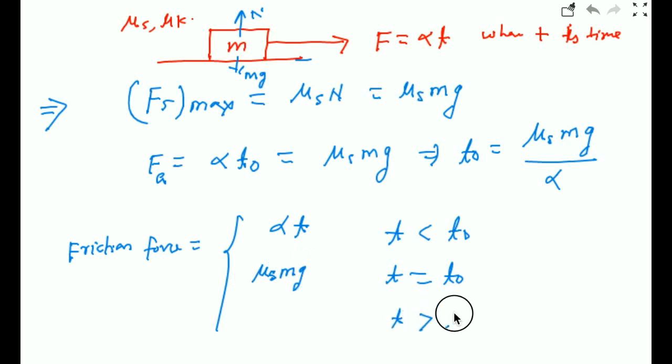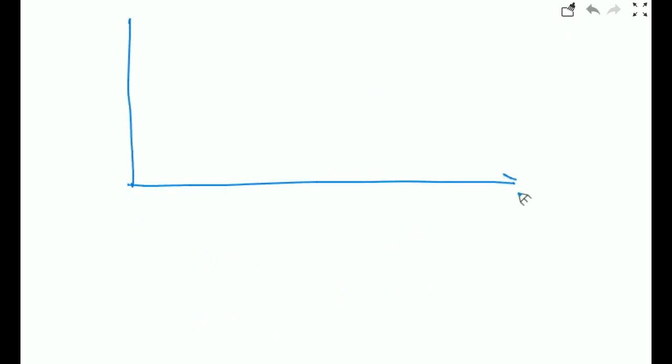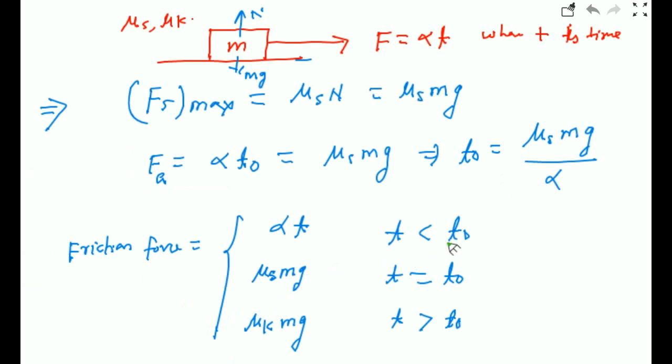When t is greater than t naught, the particle will move. So then the friction force will be the kinetic friction force, mu k into mg, which is also constant with respect to time. So how do we plot the friction force with respect to time? Let this axis be time and this the frictional force. If you take t less than t naught, then alpha t is a straight line with slope alpha.